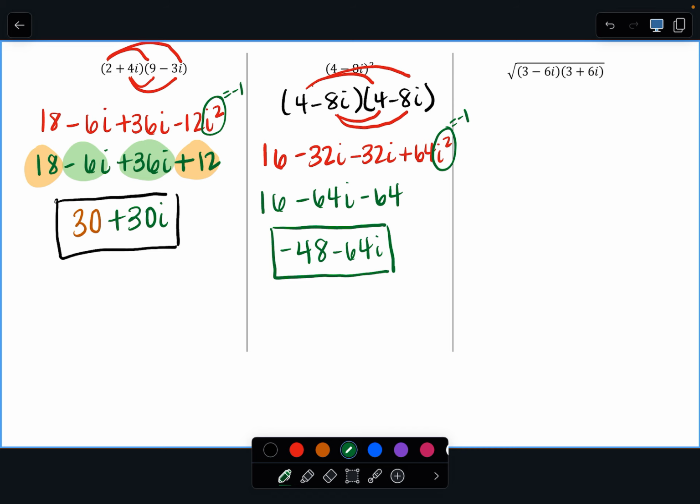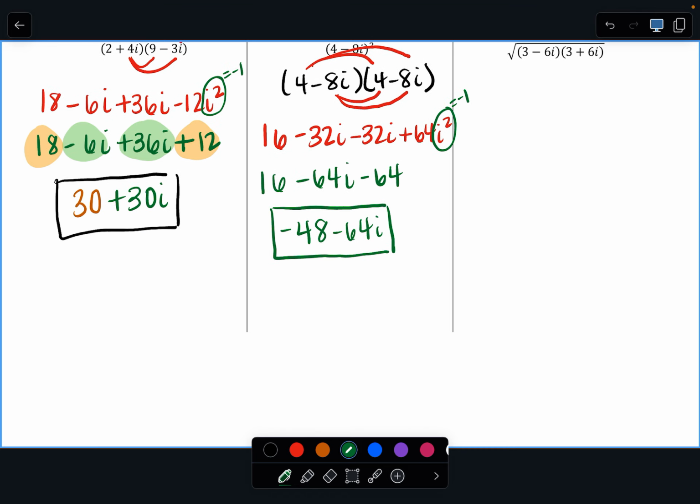Check your answer. See if what you got matches with what I got. How did I actually get negative 48? What's 16 minus 64? Negative 48. Does the i always have to be second? Yes. What's i squared? Negative 1. What's negative 1 times positive 64? Negative 64. Because of the chart, it goes full circle.